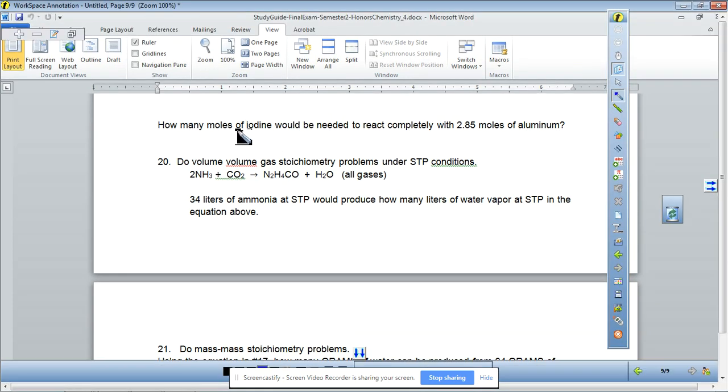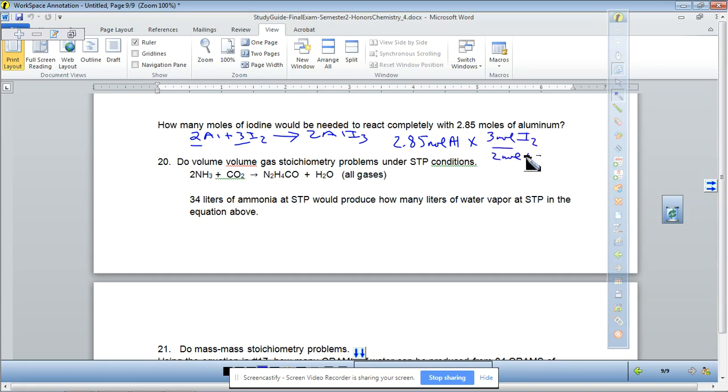That's a nice stoichiometry problem. Remember, it was 2Al plus 3I2 made 2AlI3. So in that case, we know that we have 2.85 moles of aluminum. And they want to know how many moles of iodine. So the ratio is 3 to 2. One-step problem. And 3/2 of 2.85.